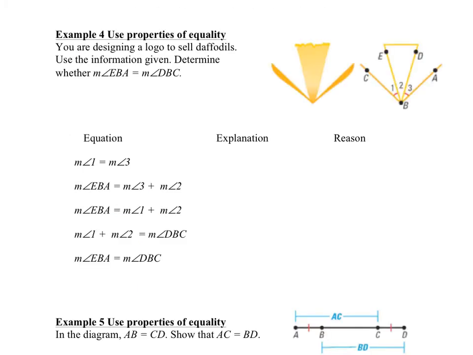Okay, so we're going to do the same thing we did with the 2-5 day 1 lesson. Come up with an explanation first, and then write a reason. The reason is going to be some kind of definition, property, postulate, or theorem. So the first thing it says: you're designing a logo to sell daffodils. Use the information given to determine whether the measure of angle EBA is equal to the measure of angle DBC.